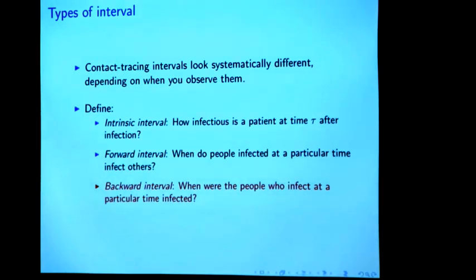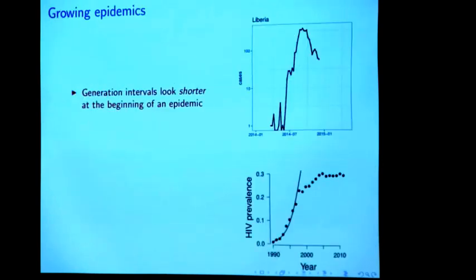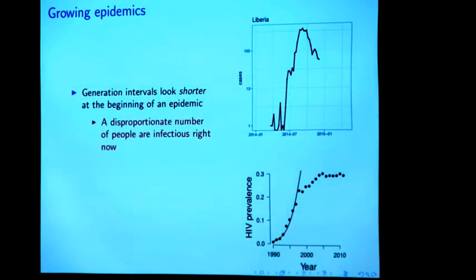Intuitively it seems these should all be the same, but there's a simple reason why they're not. I'll start with the example and then I'll give the reason. Generation intervals in particular, and this is the most important reason to worry about it, look shorter at the beginning of the epidemic. The person who infected me didn't get infected 3 weeks ago, not because that person wouldn't be able to infect me, but because 3 weeks ago there was almost nobody here with Ebola, right?